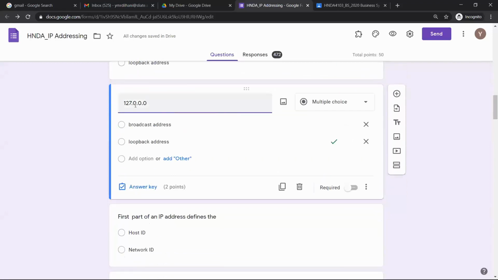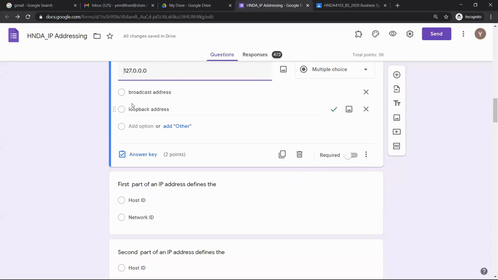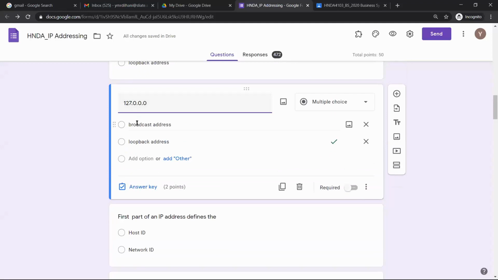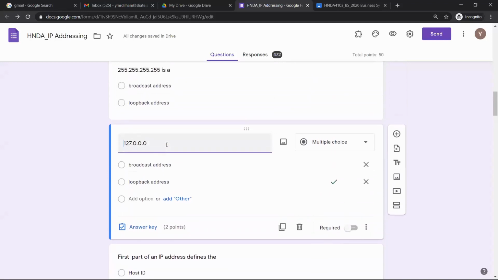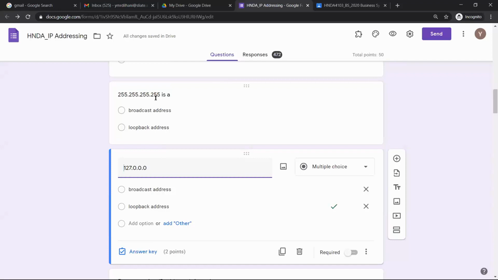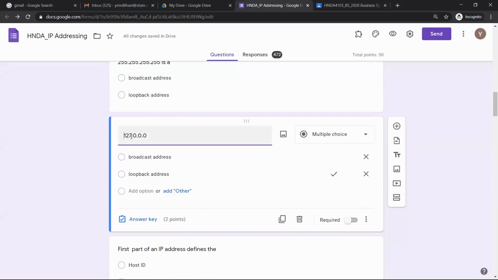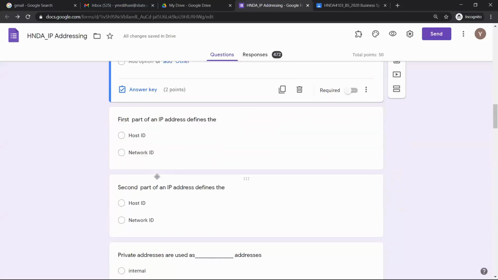And this is a loopback address. This is usually used to initiate the connection with the network when you are connecting to a network. This is the address called the loopback address. So remember these two. The broadcast address looks like this, with all the bit values filled, and here you have 127.0.0.0, right? Remember this as the loopback address.